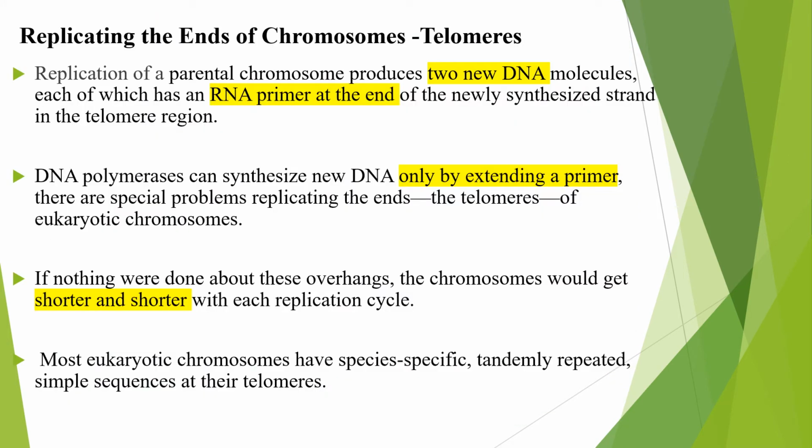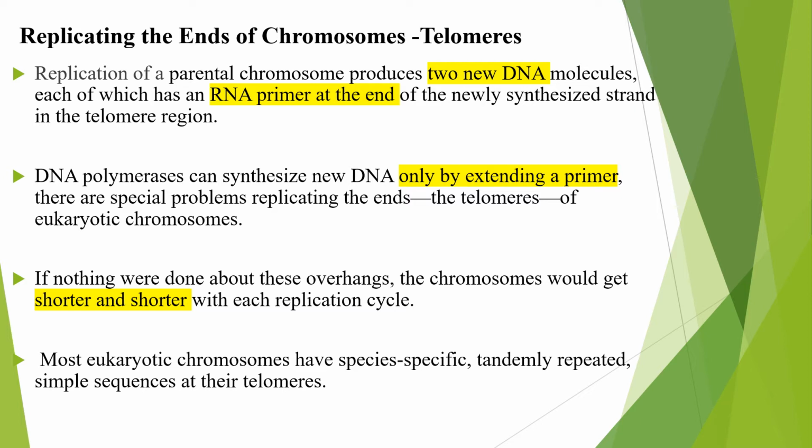Now let us move to our main remaining topic, that is replicating the ends of the chromosome. As we know, the nature of DNA in prokaryotes is circular, so there the problem of ends does not arise, whereas it is linear in eukaryotes. So the parental chromosome produces two DNA molecules and each of them has an RNA primer at the end.